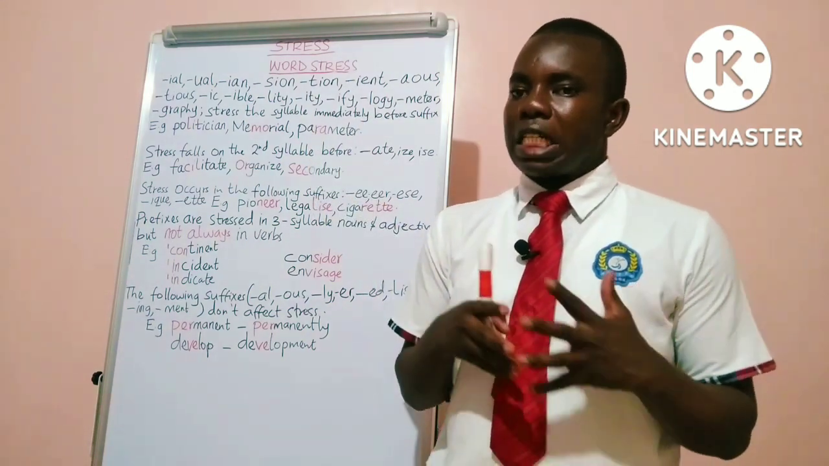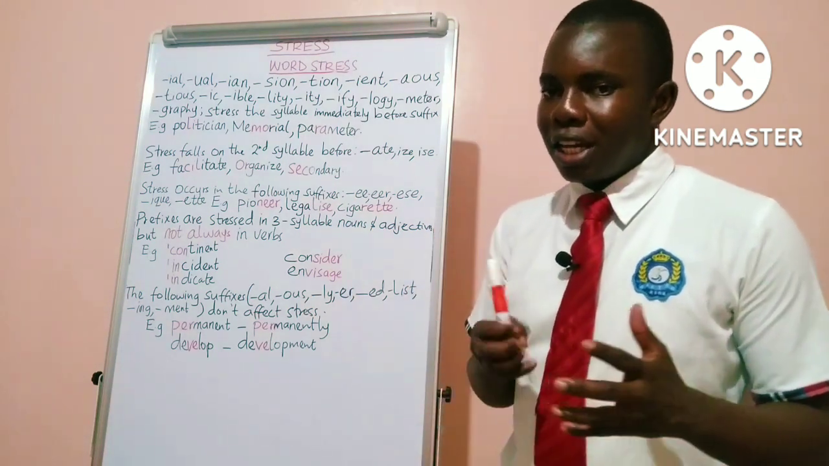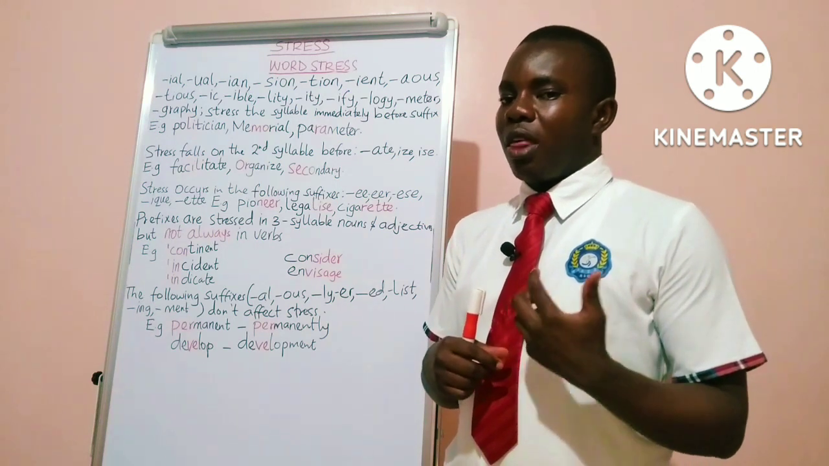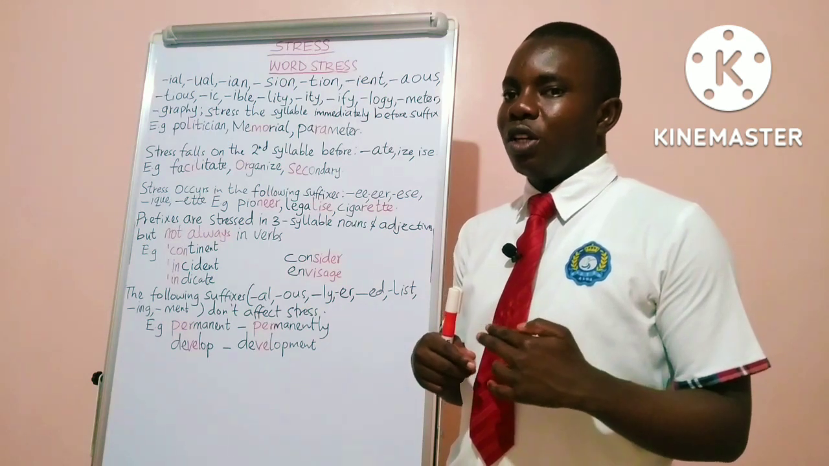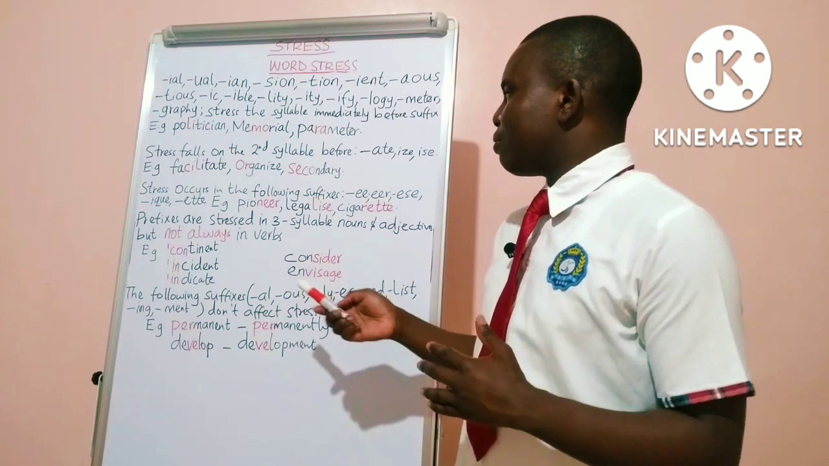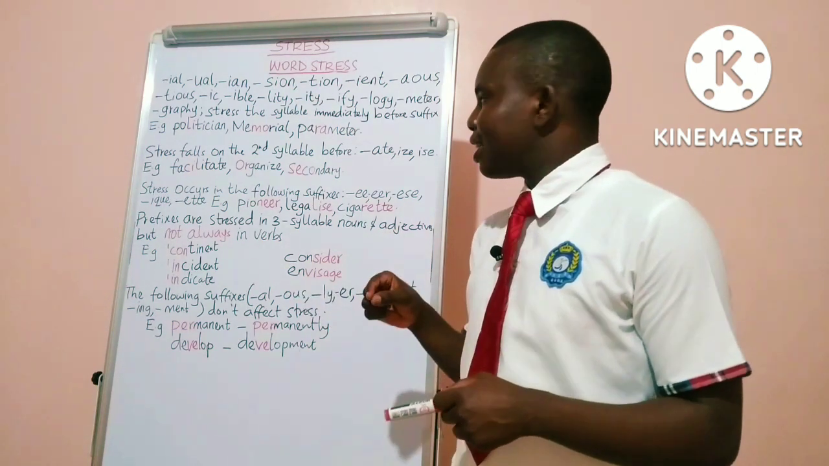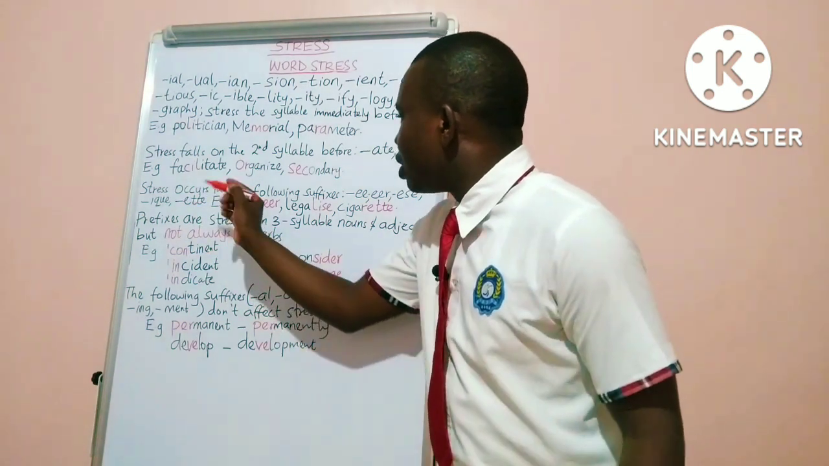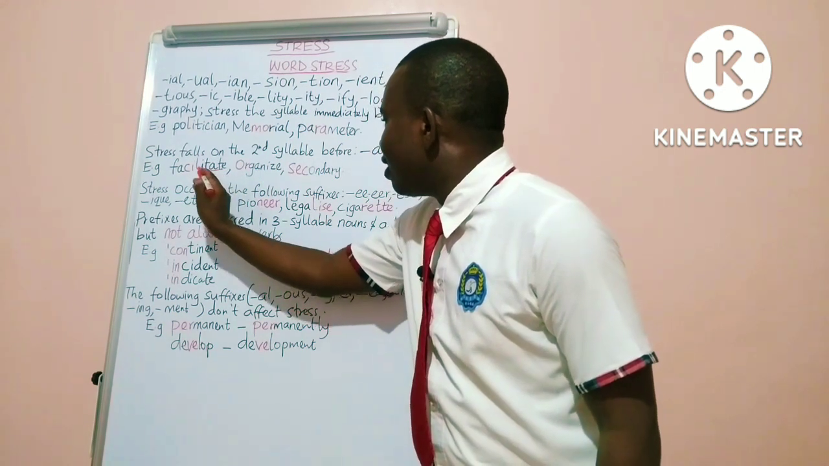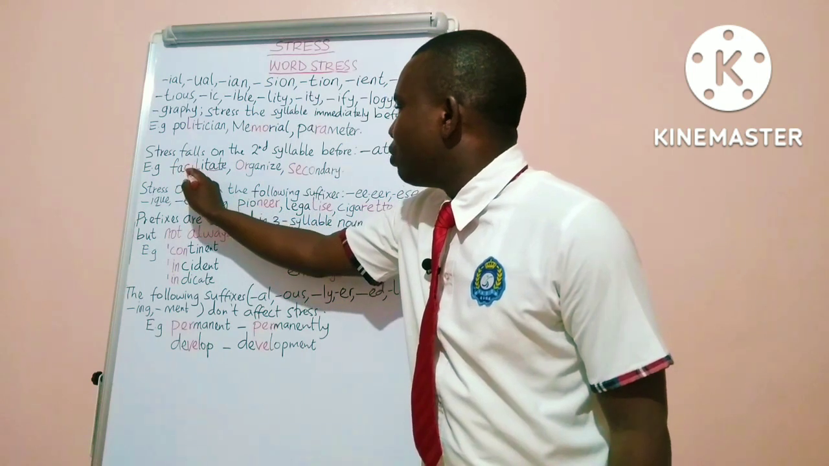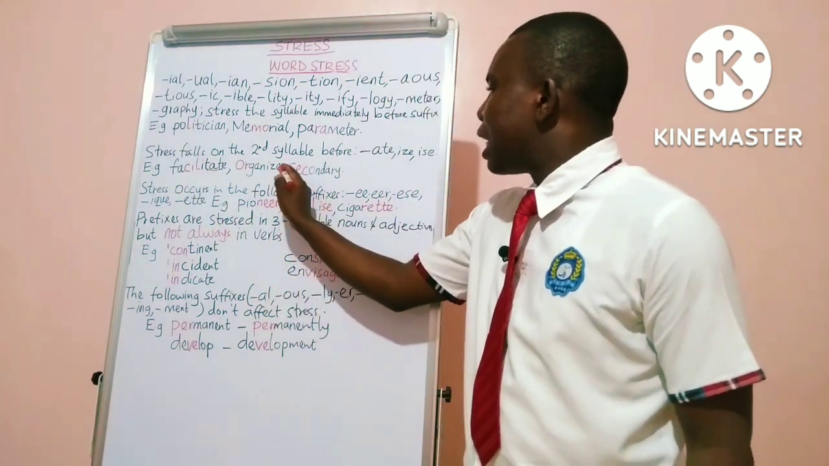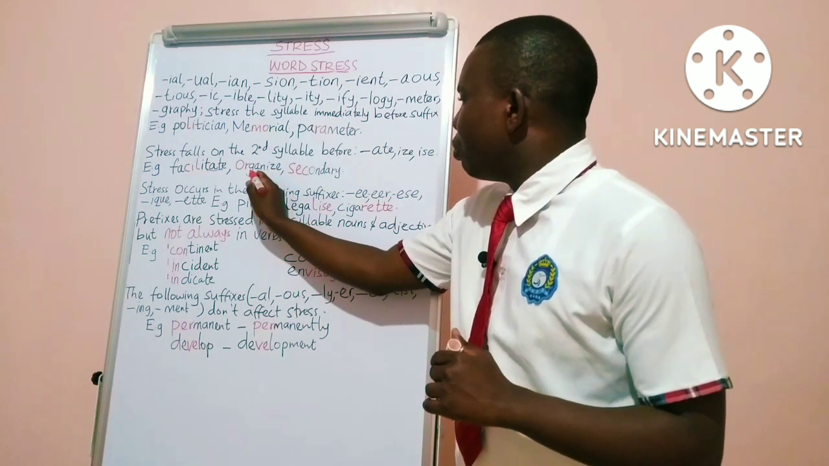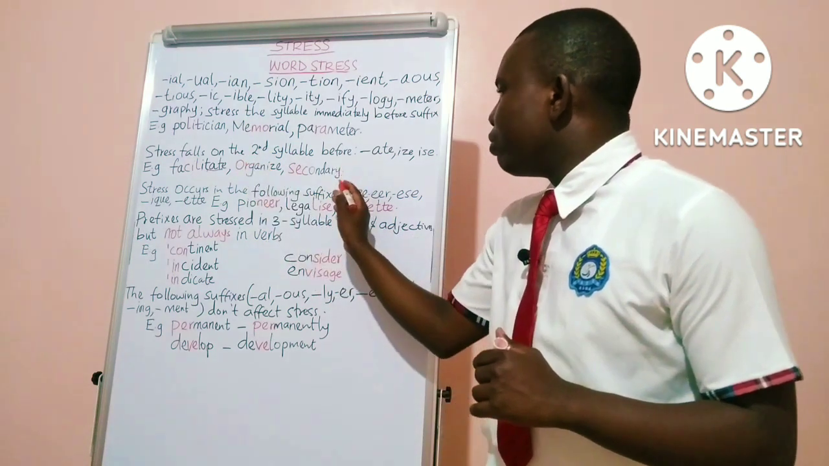Stress falls on the second syllable before the following suffixes, that is ate, ize, and ise. If a word ends in those suffixes, then remember to stress the second syllable before that suffix. An example is facilitate. You stress sil because we have the syllable containing the suffix, that is tate, then we have i, then we have the syllable to be stressed, that is sil. The same as organize. The syllable containing the suffix is nize. Then we have ga. Then you stress the second syllable before that.